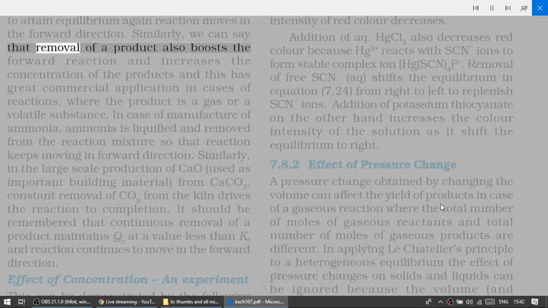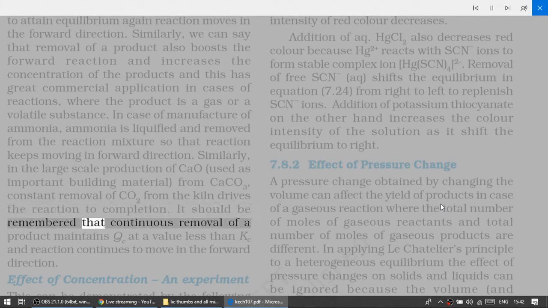Similarly, we can say that removal of a product also boosts the forward reaction and increases the concentration of the products, and this has great commercial application in cases of reactions where the product is a gas or a volatile substance. In the manufacture of ammonia, ammonia is liquefied and removed from the reaction mixture so that the reaction keeps moving in the forward direction. Similarly, in the large-scale production of CaO, used as an important building material, from CaCO3, constant removal of CO2 from the kiln drives the reaction to completion.